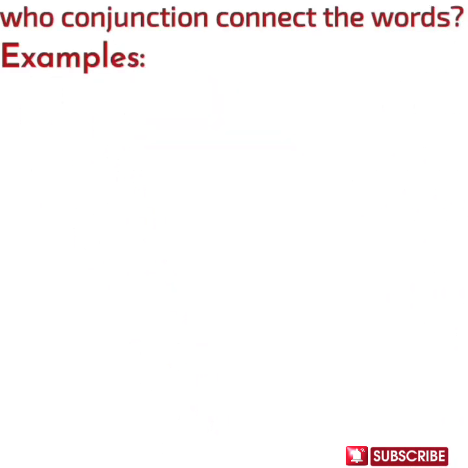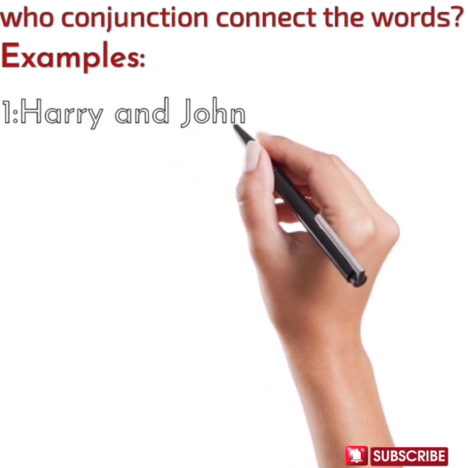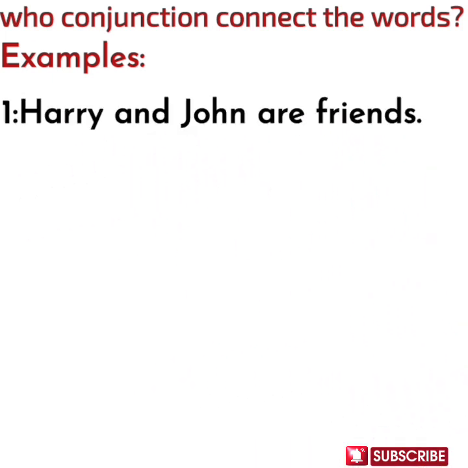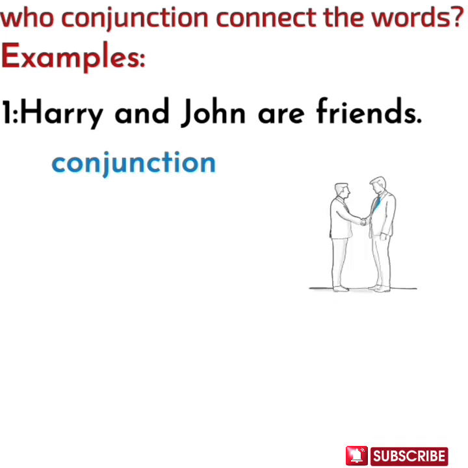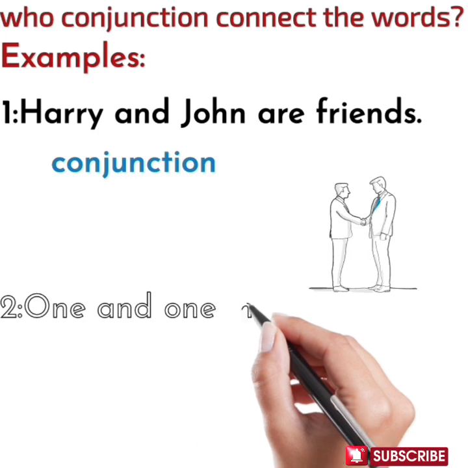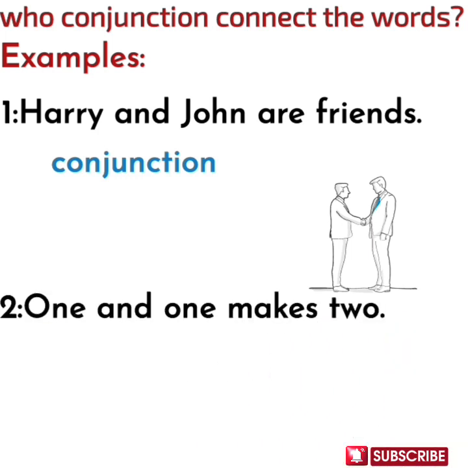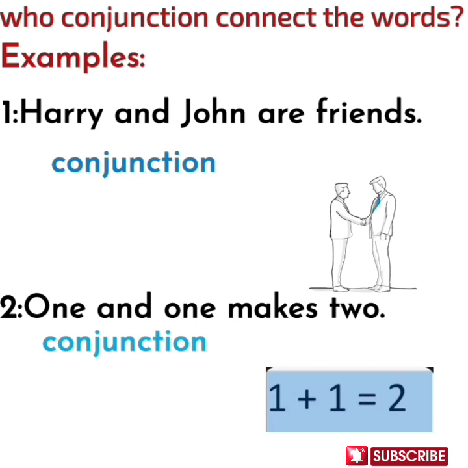Example, first, Harry and John are friends. In this example, Harry is our first word and John is our second word. And in this sentence is a conjunction because it's joining, connecting the two words, Harry and John. Second, one and one makes two. Here, one is our first word and the second one is our second word. So and is a conjunction because it's joining the two words, one and one.